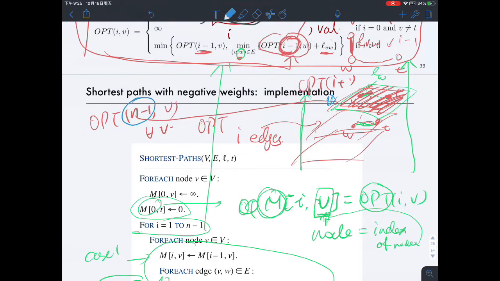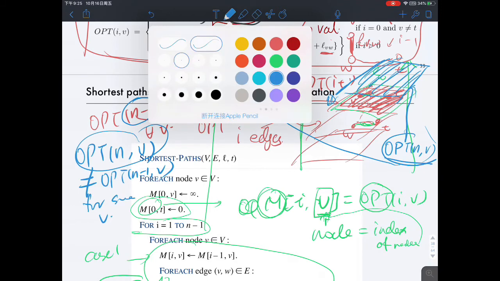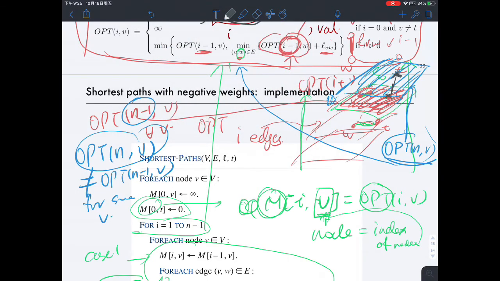If I continue to run the next layer, we know that if there are no non-simple paths, then I only need to run up to the n minus 1 layer, because there's no shortest path that has more than n minus 1 edges, right? But in case I continue to run this recursion for one more step, to find OPT(n, v), using exactly the same recursive form, and somehow we realize that this blue array is updated. We realize OPT(n, v) is different from OPT(n minus 1, v) for some v, right? So some value over here has a different value compared to the one in the previous iteration.